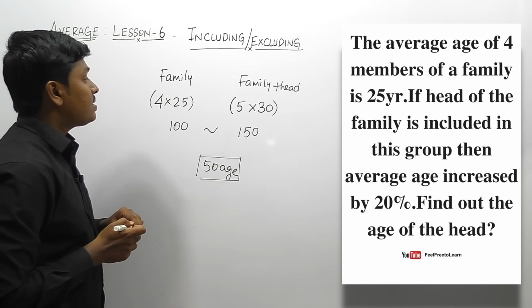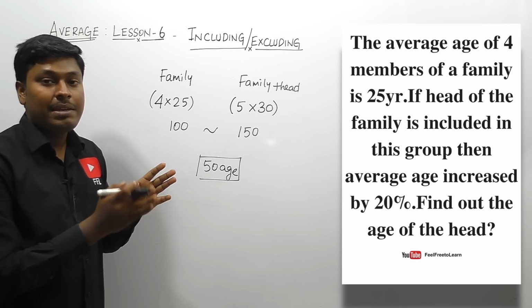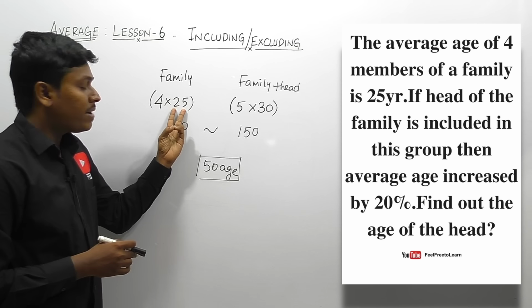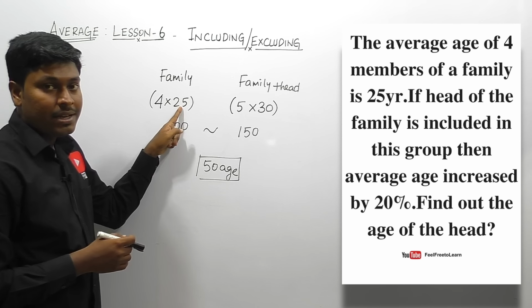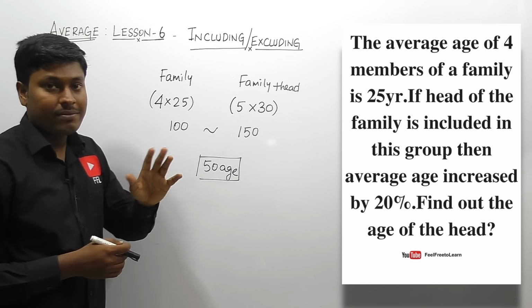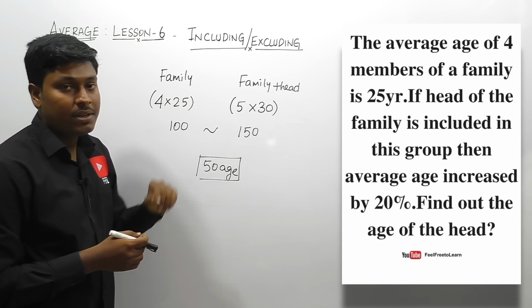So friends, listen here friends. The most important concept is you should know how to calculate percentage value. 20% increase, right? Already it is 25. 20% will be 5, right? So 10% will be 2.5. So 2.5 plus 2.5 will be 5. So 5 is increased from the original average. So 25 plus 5, the resultant will be 30.